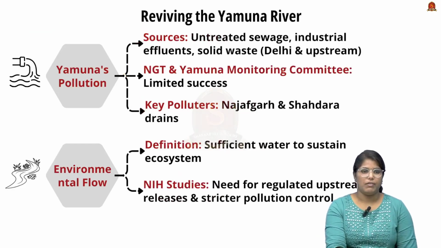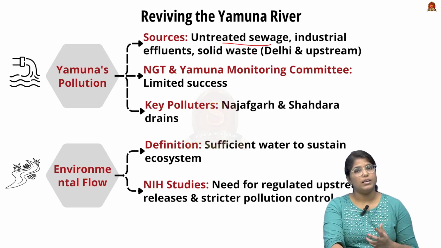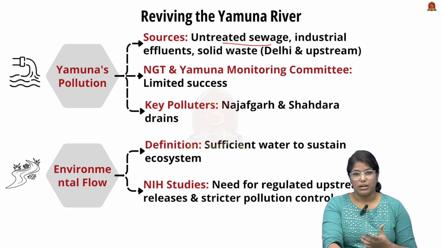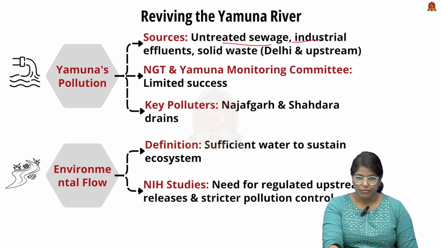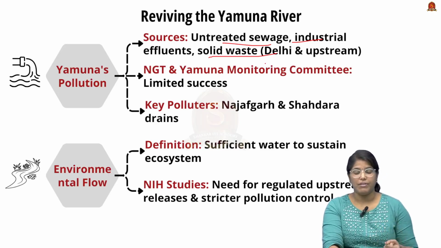Moving on, we have to talk about Yamuna's pollution. See, the first important source is untreated sewage. A lot of untreated sewage is getting added to this particular river, which is again compromising the quality of the water. Then we have industrial effluents. These are also most of the time released untreated. And we have solid waste from the upstream, which is having an impact on Delhi's sanitation as a whole.